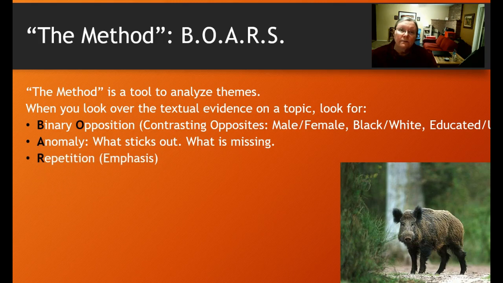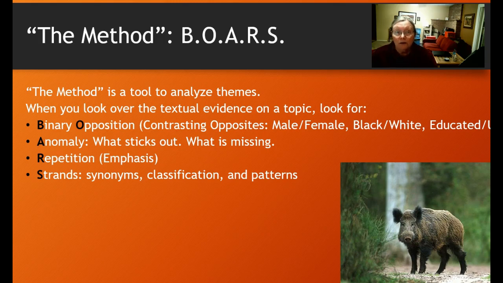Repetition. When an author keeps repeating something, that means they're emphasizing it. So in the topic, through the text that you're looking at, all the instances, what's being repeated? This means there's a certain kind of emphasis. The last way is strands, which means you look at synonyms that could stand for repetition or for binary opposition, and maybe the anomaly. And then you go through classification and look at patterns. I am not going to have you look at that. That would probably be for a full-fledged literature class.